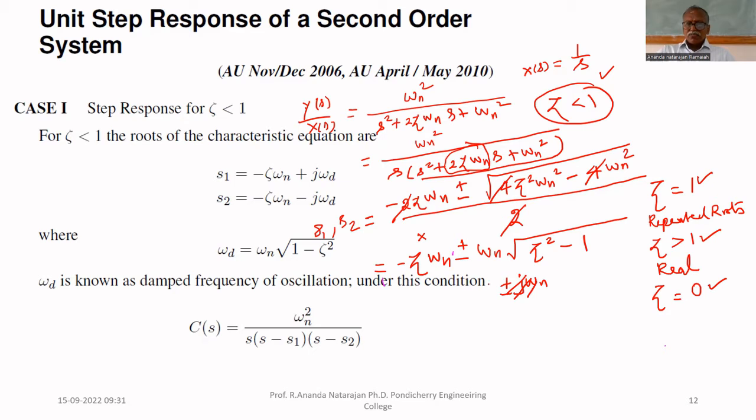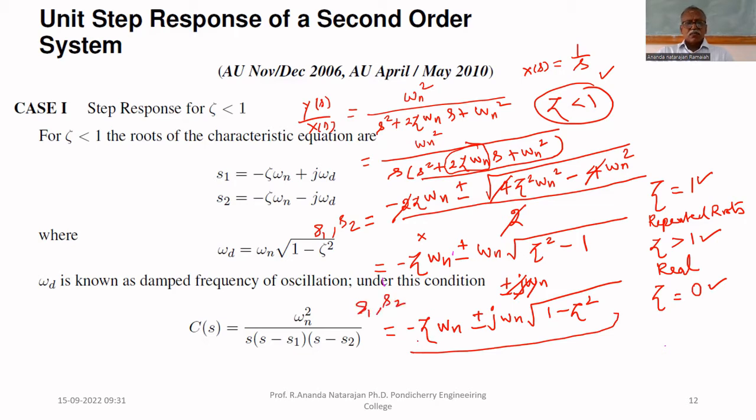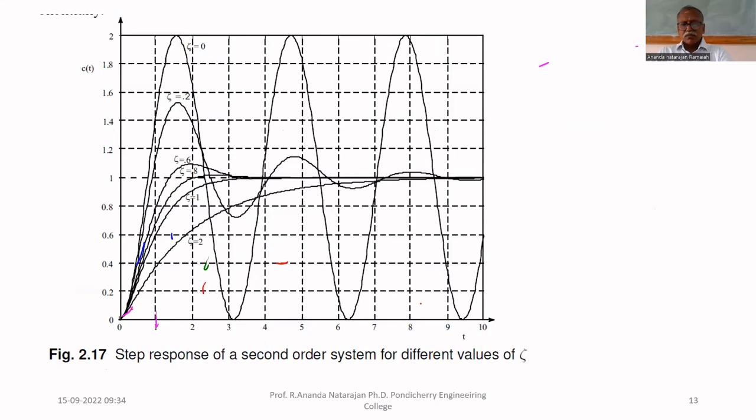Now we will consider zeta less than 1. That means this is always negative. If you take minus 1 outside, you will get minus zeta omega n plus or minus j omega n square root of 1 minus zeta square, because minus 1 under the root becomes j. So it is always a complex root. S1 and S2 are equal to this. For this, we have to find the response.